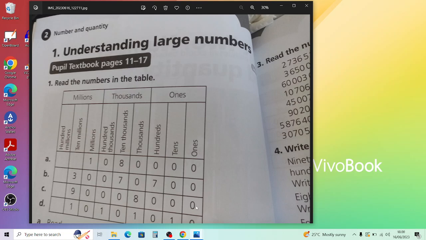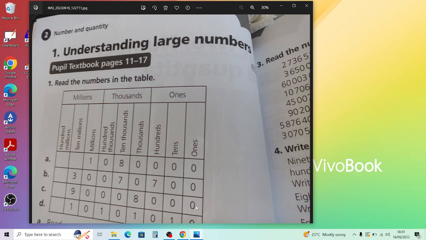For example, 1A would be 1,080,000. B would be 300 million. Sorry, not 300 million, 10 million. Then 30,070,700, and let's do the last one, which will be 10,100 and 101,010. So that's how you read it, and you may want to write it down there if you wish to, but the main thing is you should be able to read it.